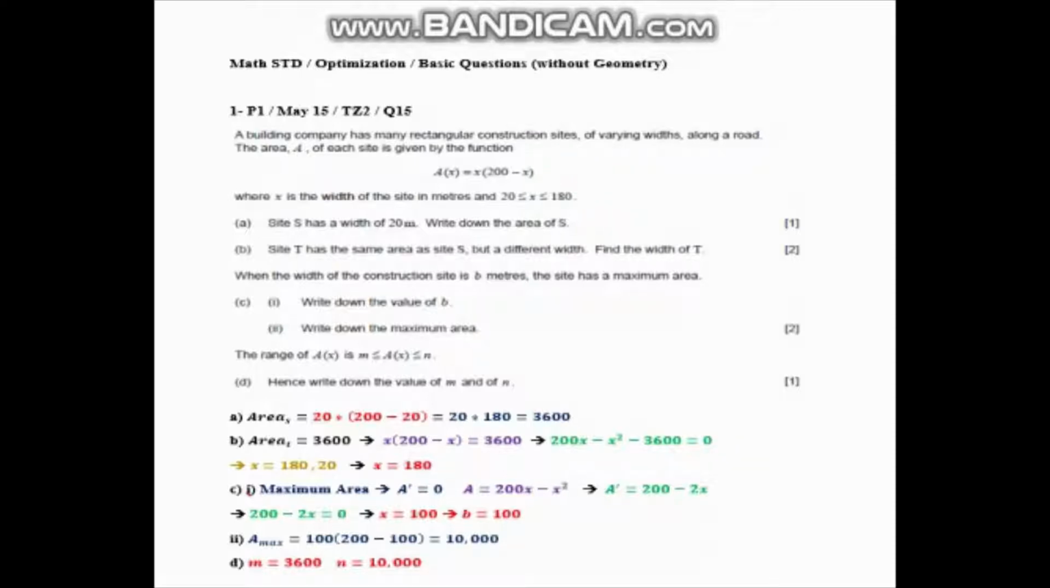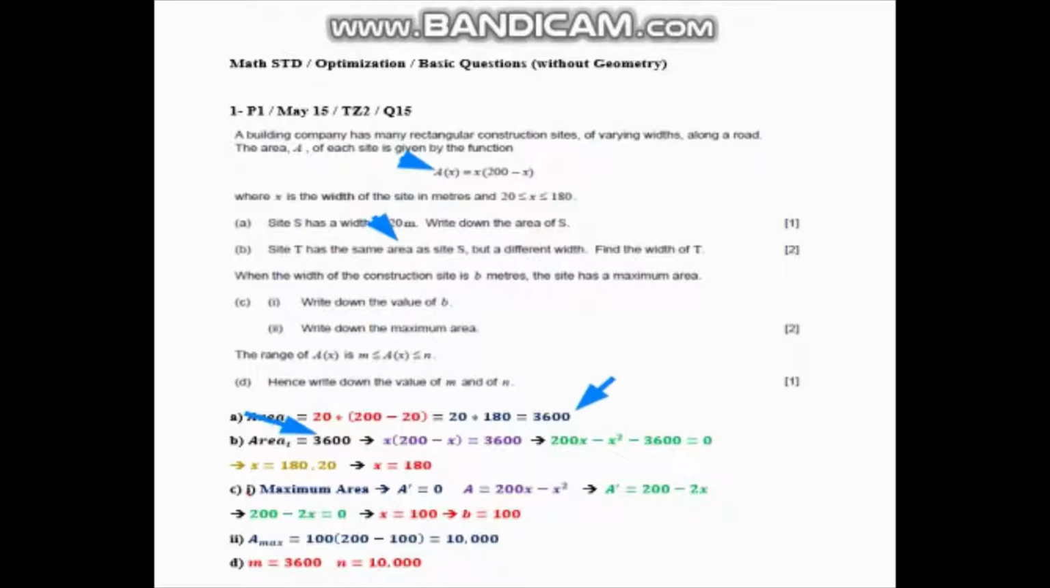So I shall simply plug 20 into this formula instead of x, and this shall give me 3,600 meter squared. In question B, I'm told site T has the same area as site S, but a different width. Find the width of T. So I'm told that the area is the same. So A has the same value. So area equals 3,600, which I obtained from my answer to the previous question.